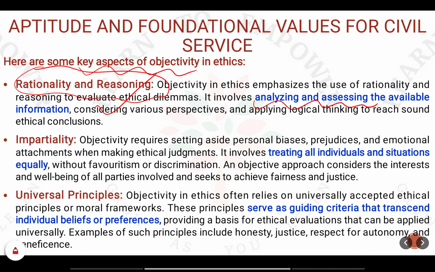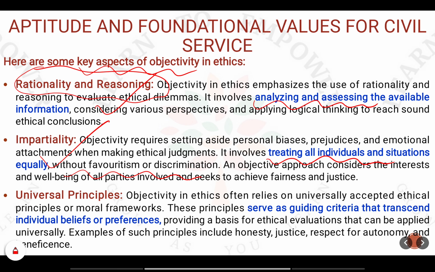Now as we have seen in the previous video also, impartiality is one of the components of objectivity. Right. Now impartiality is what? Treating all individuals and situations equally without favoritism or discrimination. You are not getting into the values of nepotism or favoritism. You are not favoring your family members, etc. You want impartiality to be upheld.